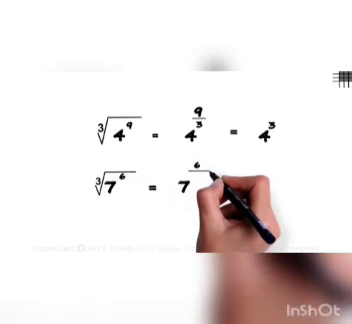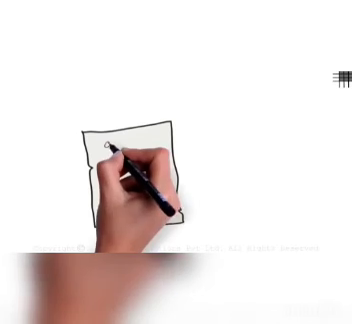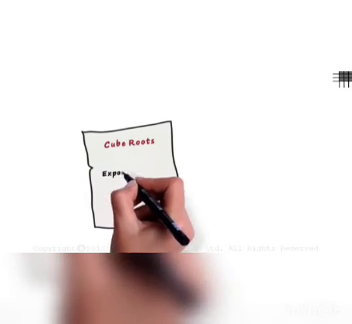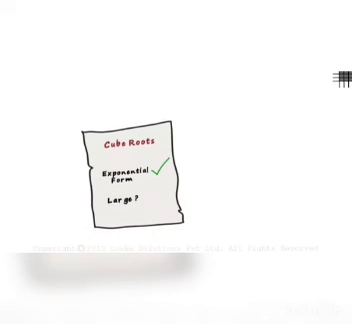Now let's try finding the cube root of 7 raised to 6. We can write it as 7 raised to 6 by 3, which equals 7 raised to 2. So remember, keep the base same and divide the exponent by 3. In the coming videos, we will see how we can calculate the cube root of large numbers which are not in exponential form. In the previous video, we learned how we can find the cube roots of numbers in exponential form. But what if the numbers are large and are not in exponential form?